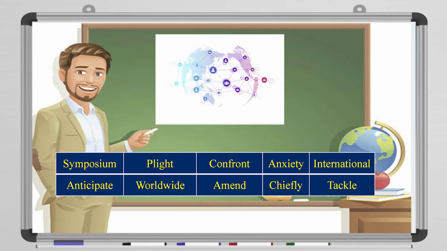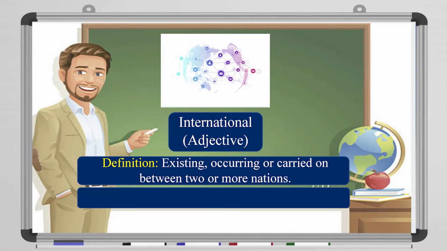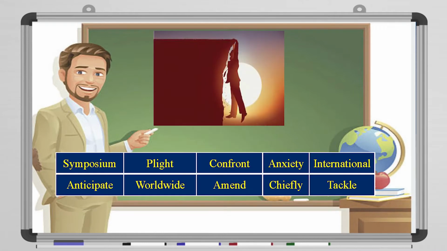So something that is happening all over the world. It is international. Very good. So international is an adjective, okay? And it means existing or occurring or carried on between two countries or more, okay? So for example, Fahad has achieved international fame. So he's famous in more than one country. It is international, okay? So let's look at the next word.